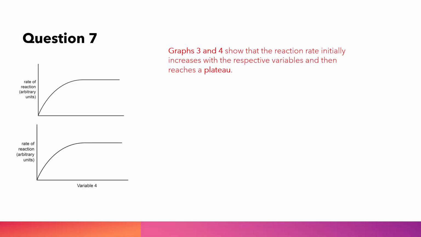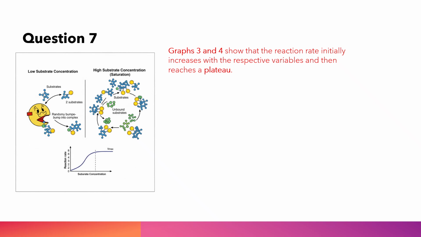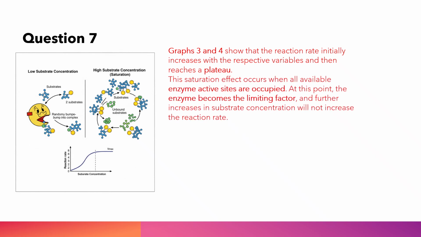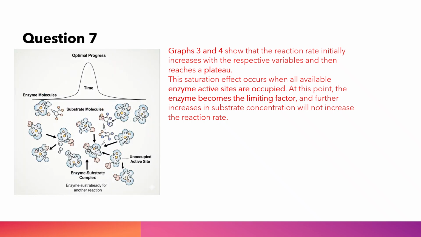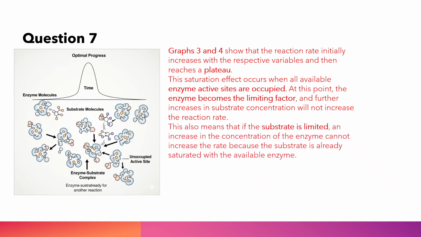Graphs 3 and 4 show that the reaction rate initially increases with the respective variables and then reaches a plateau. This saturation effect occurs when all available enzyme active sites are occupied. At this point, the enzyme becomes the limiting factor, and further increases in substrate concentration will not increase the reaction rate. This also means that if the substrate is limited, an increase in the concentration of the enzyme cannot increase the rate because the substrate is already saturated with the available enzyme.